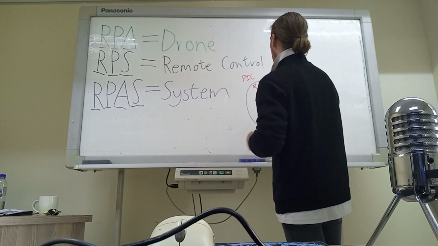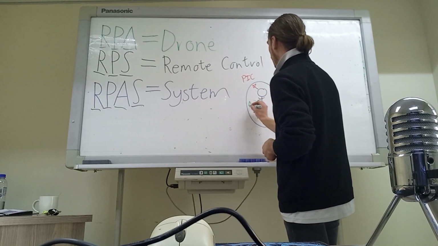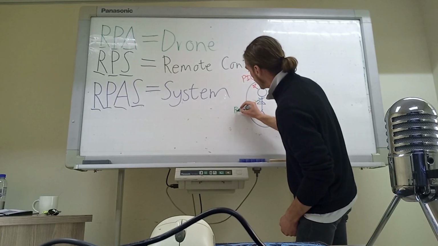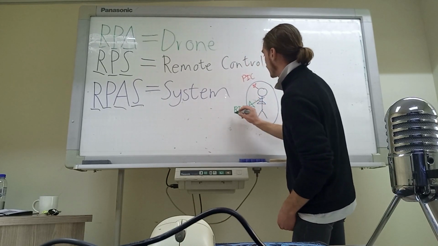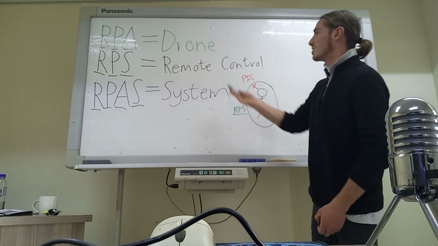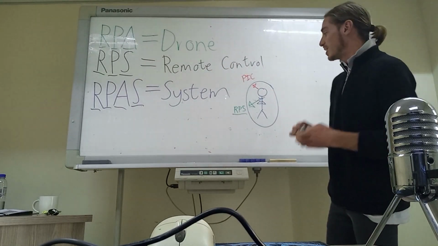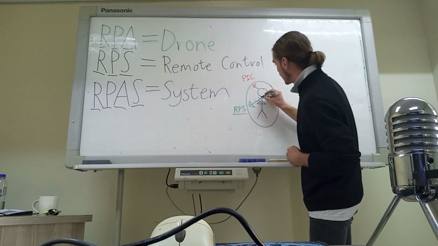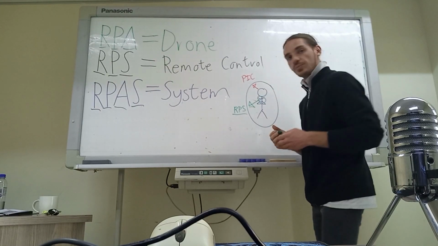But if we go into this here, okay, this is the RPS. It is the station. I should have actually made it black, but whatever, it works. The RPS is this here, the remote control. Okay.